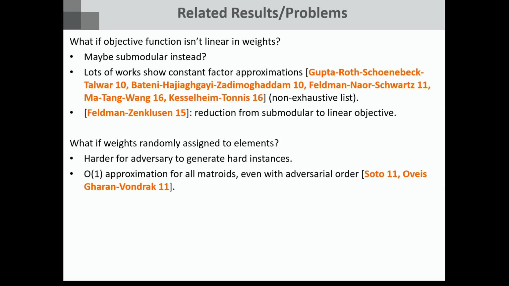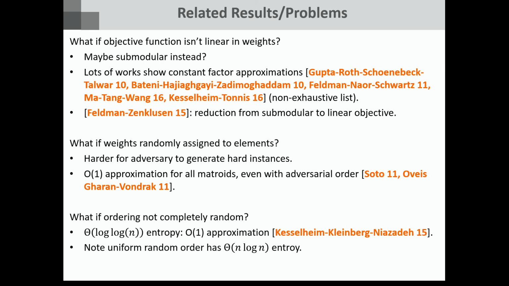Okay, here's another twist on the model: what if the adversary gets to choose the weights and the feasibility constraints, but he doesn't get to choose how the weights are mapped to the elements? Okay, so what if the weights are randomly assigned to the elements? Then in this case, it makes it harder for the adversary to generate hard instances. And in fact, we know that in this model, for all matroids, there is a constant factor approximation, even if the adversary gets to choose the ordering. Okay, so the point is that really why the matroid secretary problem is so difficult is exactly because the algorithm can choose how to assign the weights to the elements.